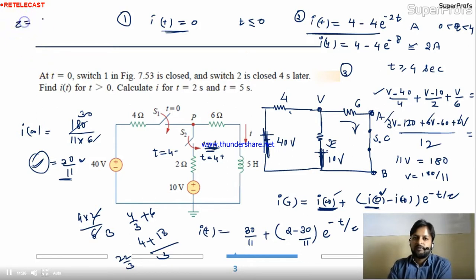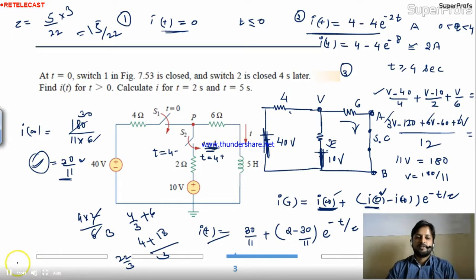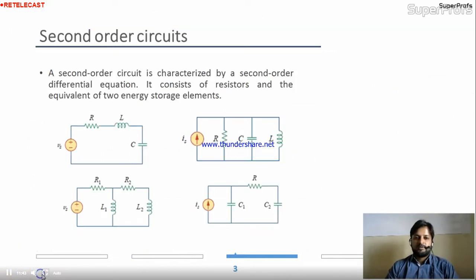So what is the tau? L by R. L is 5 into 20 by 3. Is it okay? This is 15 by 22. We'll keep this value over here and we'll get the IT. So this is all about this question. I hope you understand this. Come to the next one.